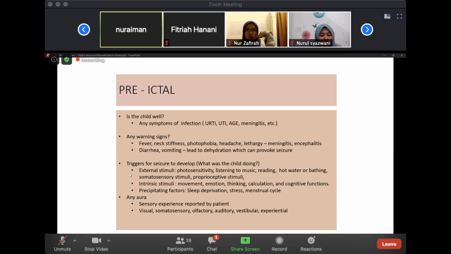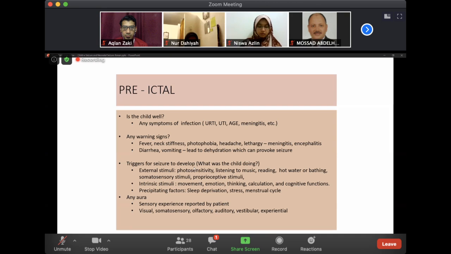Also, ask what the child was doing before the seizure, from which we can know the triggers that cause the seizure to develop. Ask if there are any external stimuli. Is the child sensitive to light? Is the child listening to music at the time, or reading? Is there any other stimulation like somatosensory or proprioceptive stimuli? Also ask for intrinsic stimuli such as movement. What was the child doing at the time? What was the child's emotion during that time? What were they thinking? Did they express anything to you before the onset of the seizure?